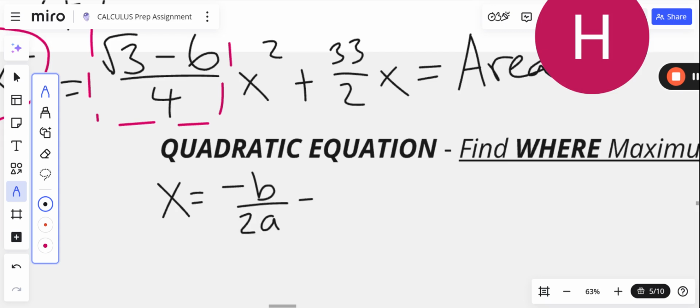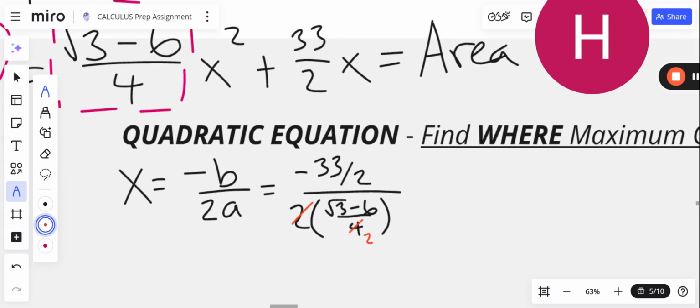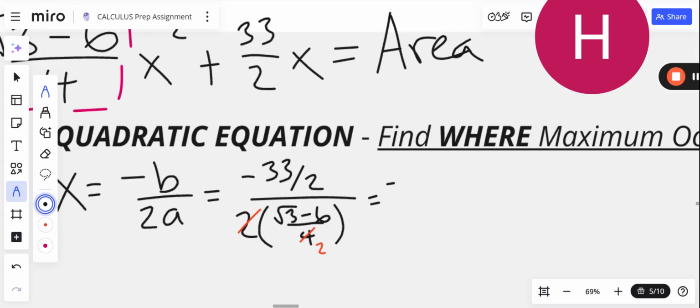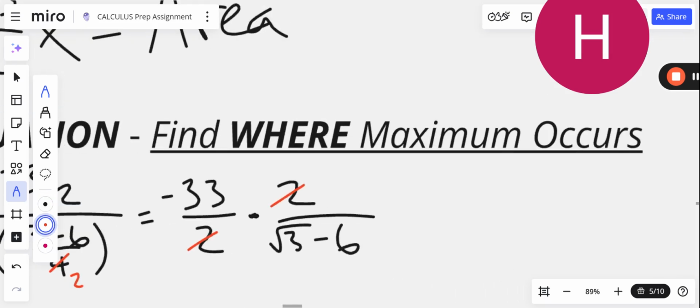We just have to be a little careful about how we write this because we have some fractions. Negative b over 2 times this fraction. Okay, so first things first. That cancels to a 2. And then if we flip the fraction, in order to divide a fraction, we flip it and multiply. So this is going to be times 2 over root 3 minus 6. And therefore this is going to be negative 33 over root 3 minus 6.